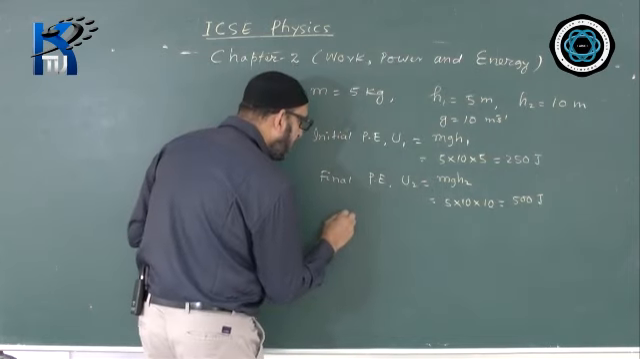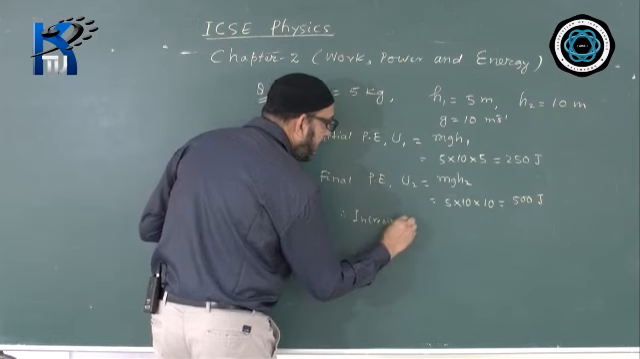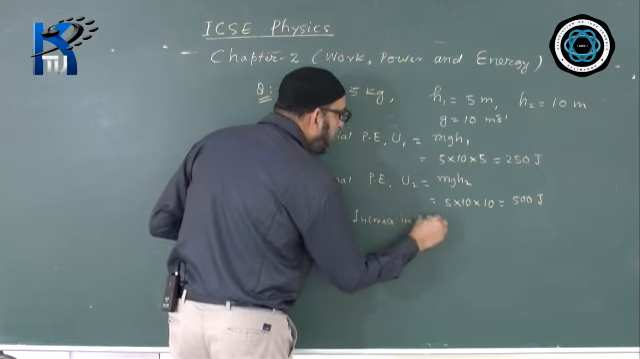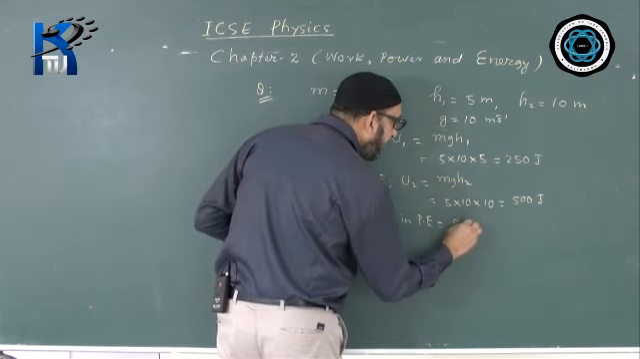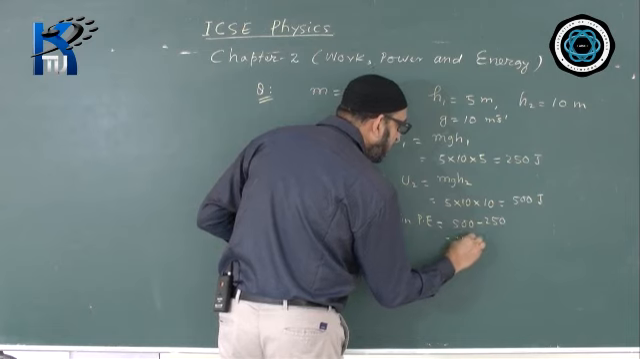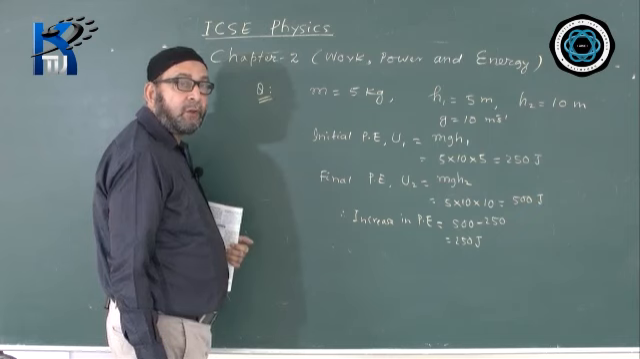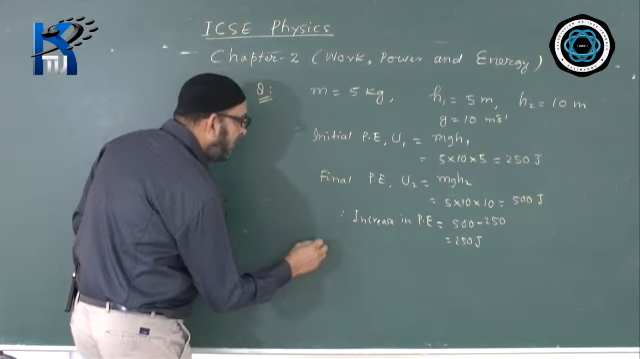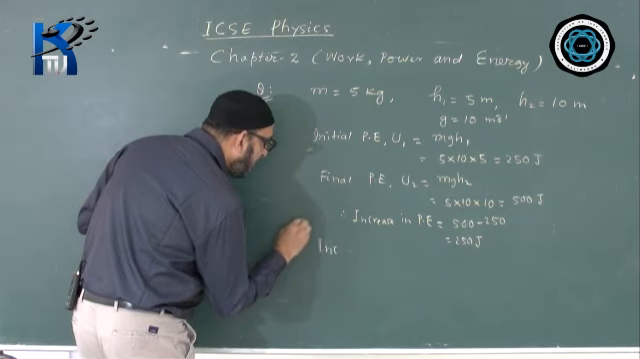Therefore, the increase in PE is equal to 250 becomes 500. So how much is the increase? We can subtract and find the answer. 500 minus 250, the answer is 250 joules. This is one method. The other one is a shorter one. We can do it directly, the second method, the alternative method.